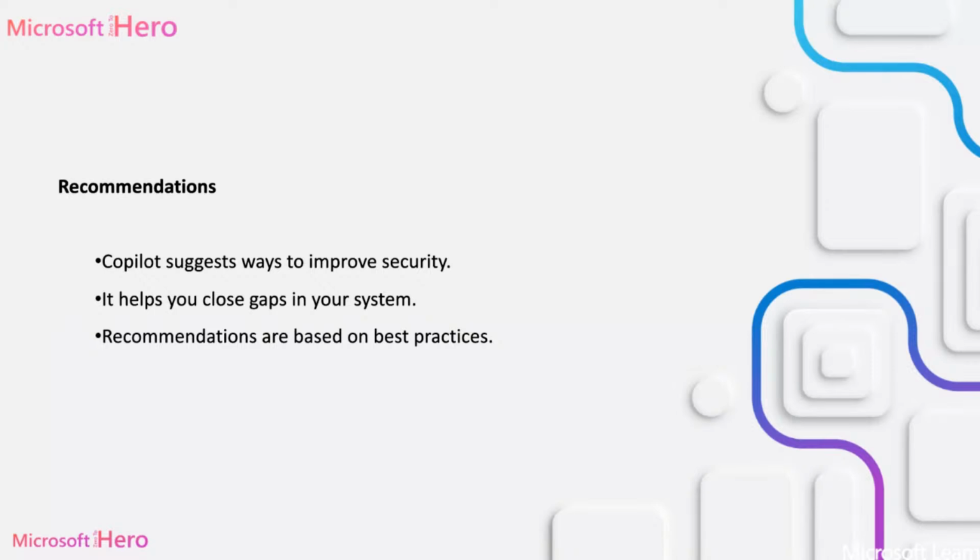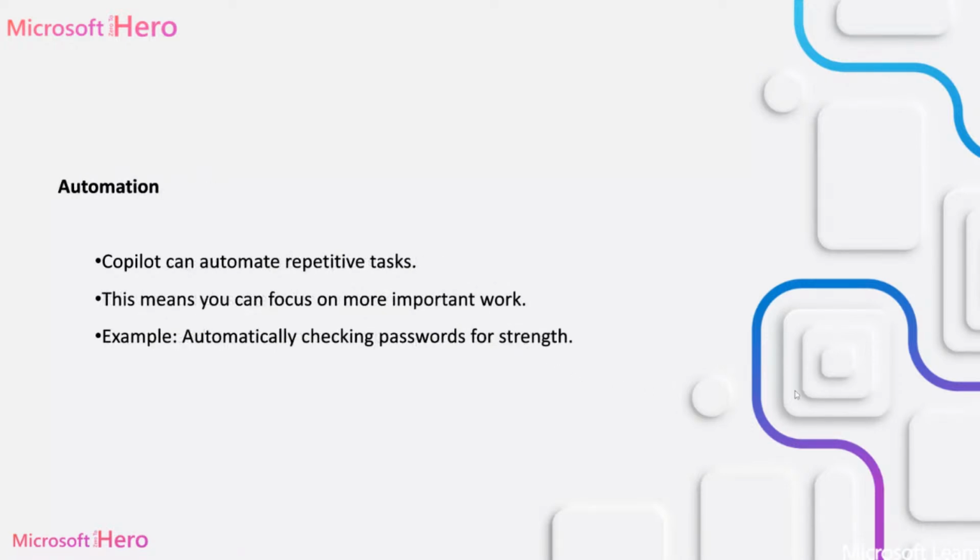There is a big database in the backend of the Copilot, and there are a lot of measures, meaning they follow the most trusted guidelines in the security industry. By following these suggestions, you can close gaps in your system and make it much harder for hackers to get in. The last feature is automation.